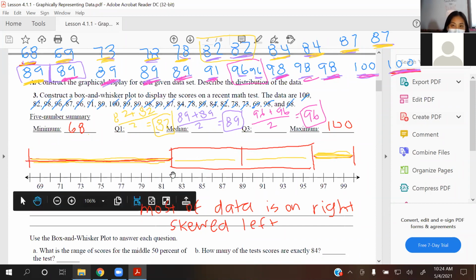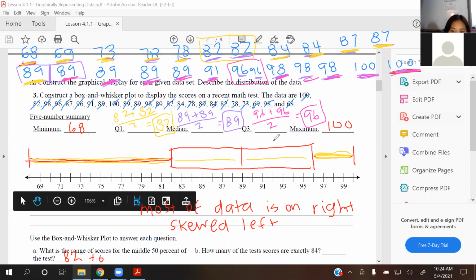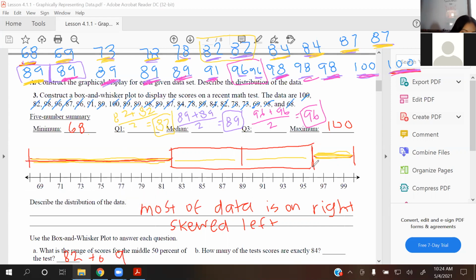Well, it starts at the 82, right over here at your 82. Let's see if I can write it. 82. This box ends at 96. So that says 82 to 96. Sorry, my handwriting's messy. 82 to 96.